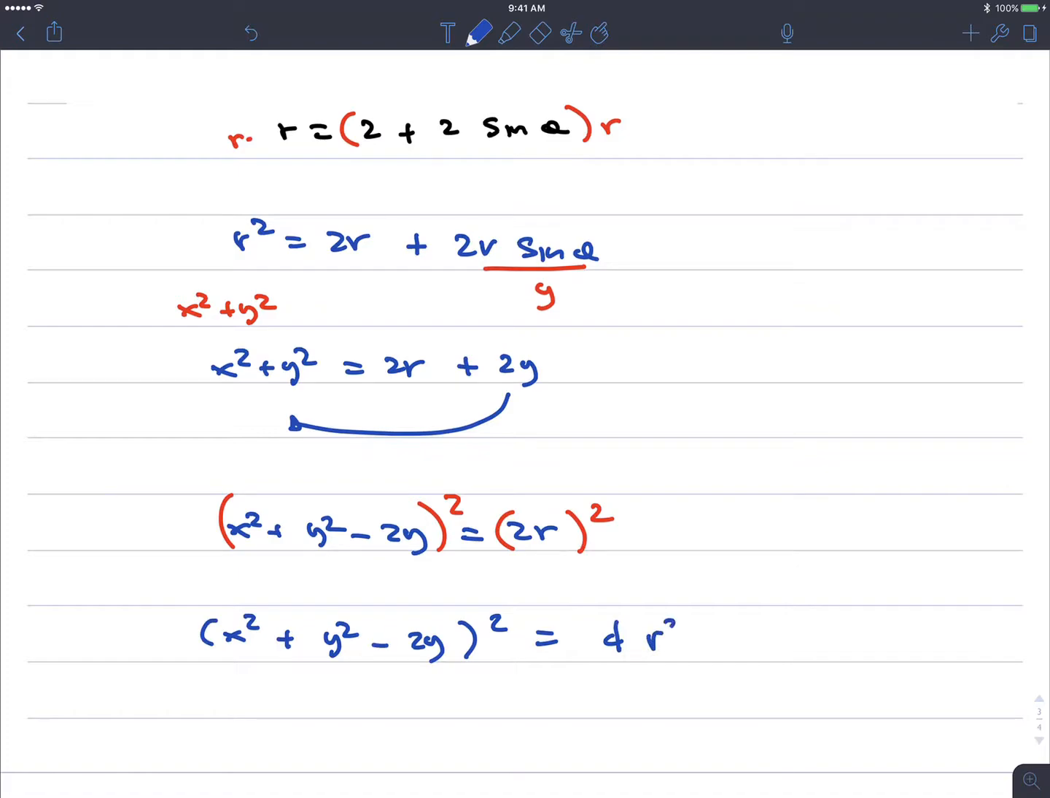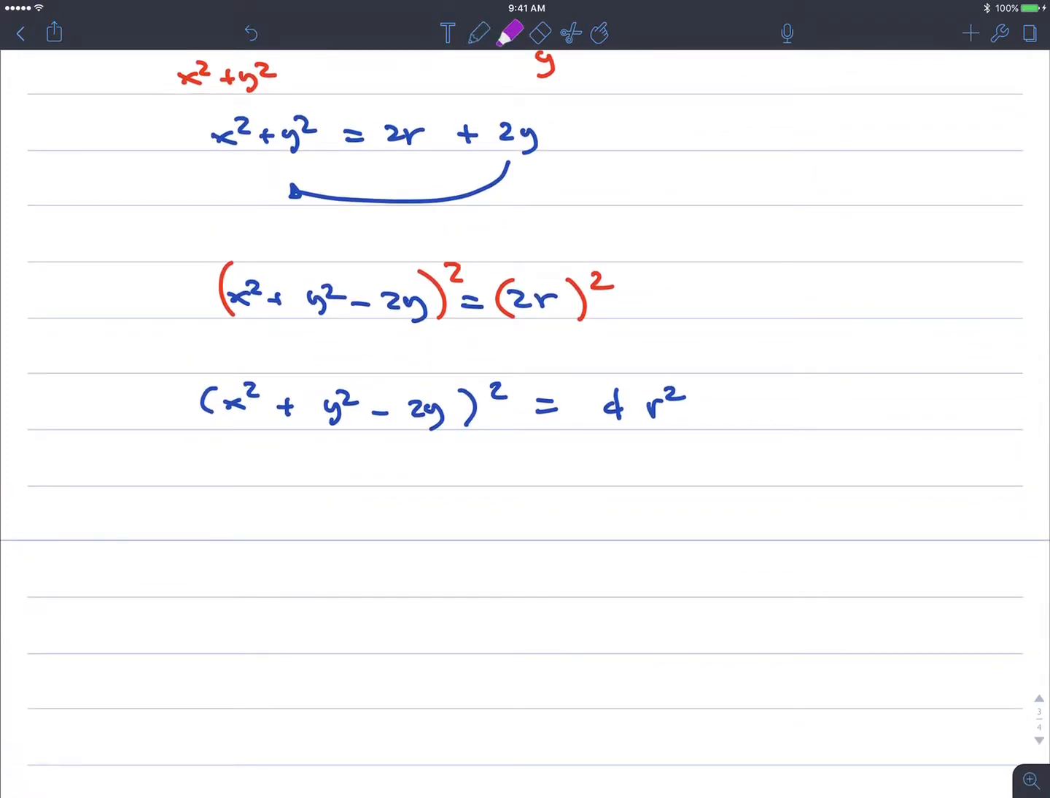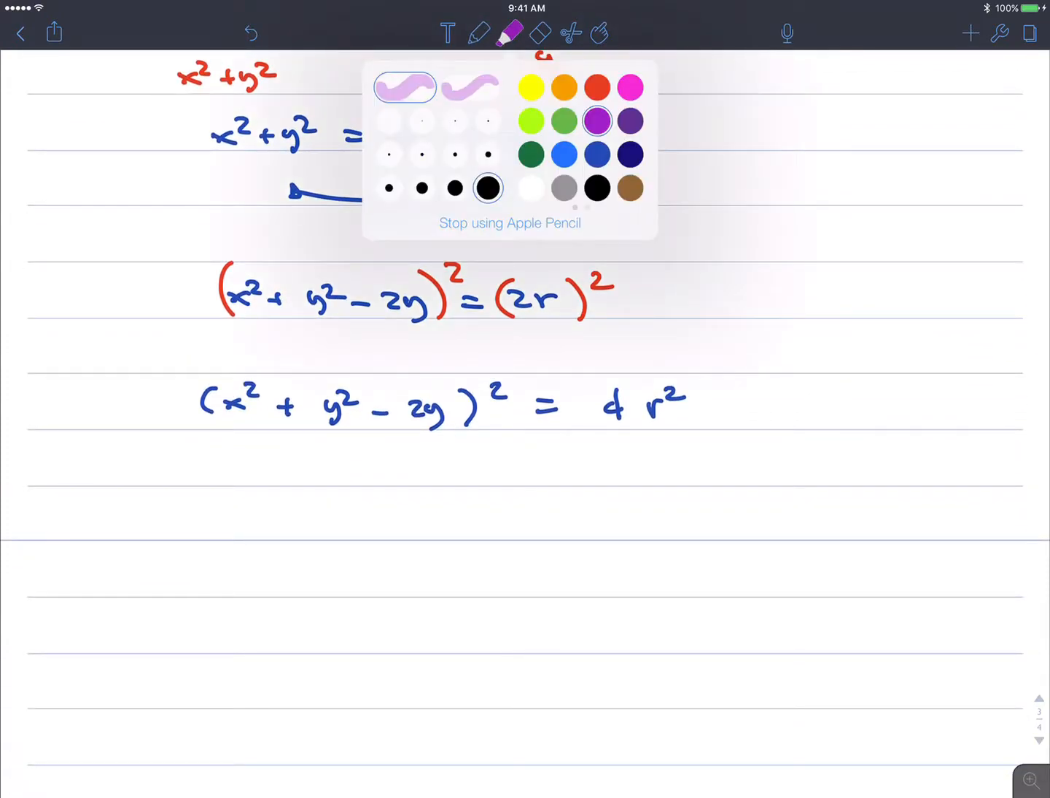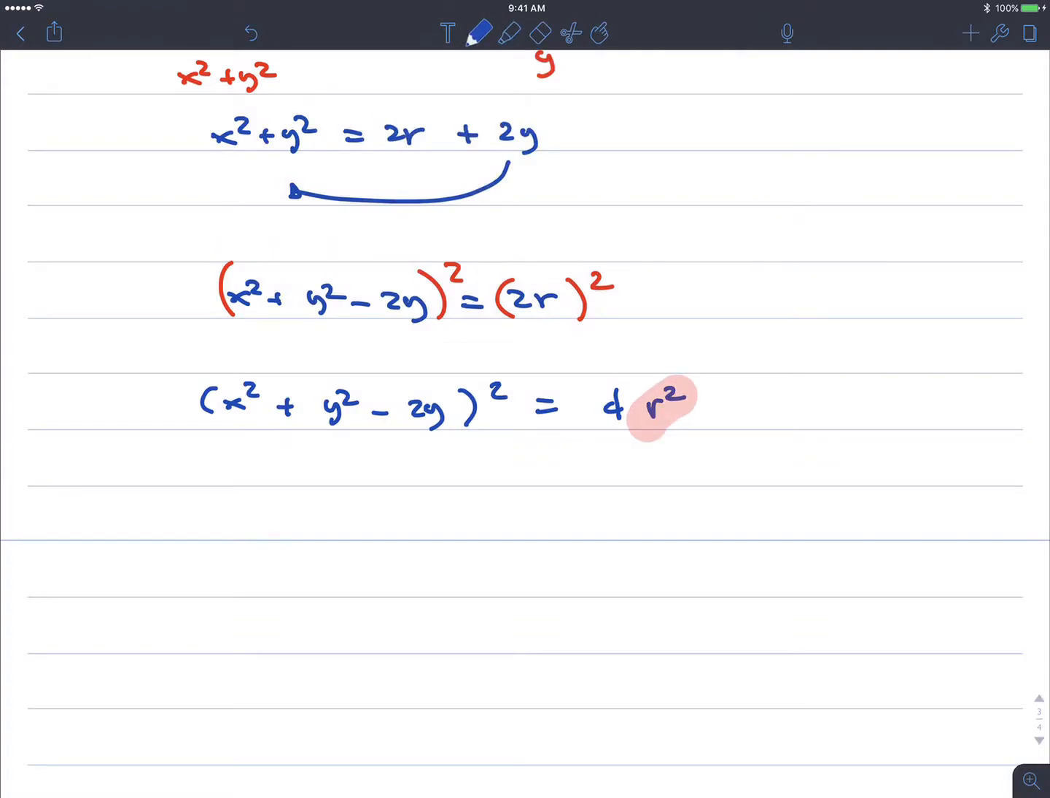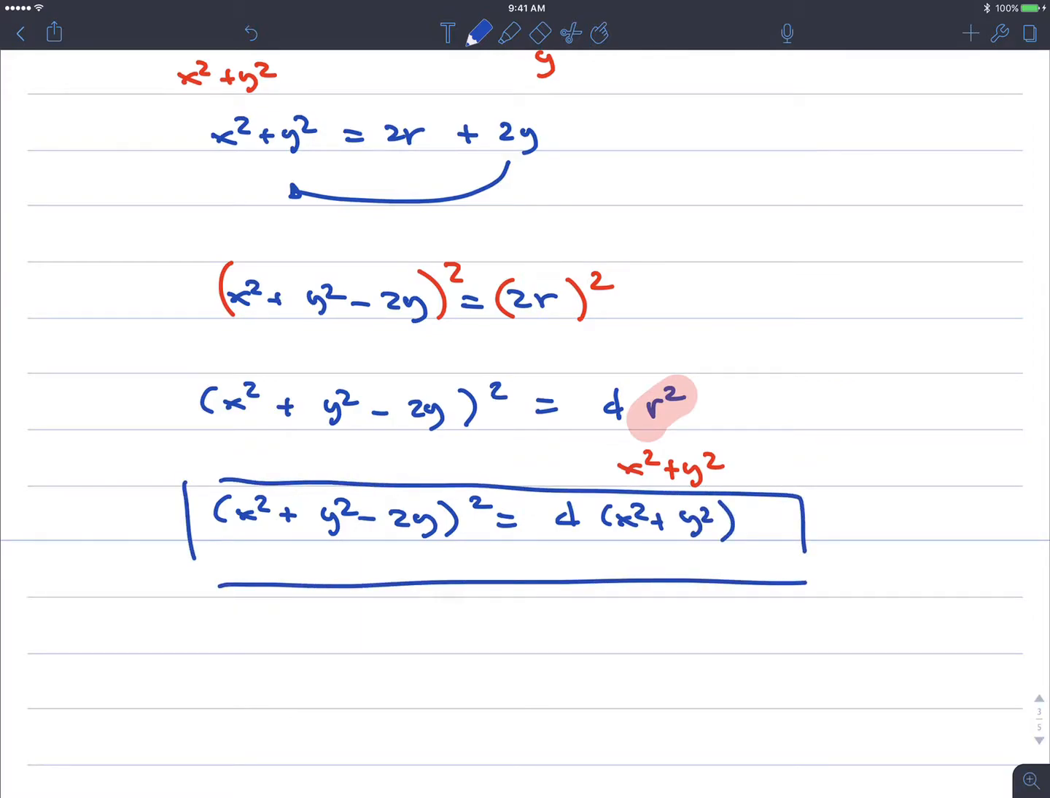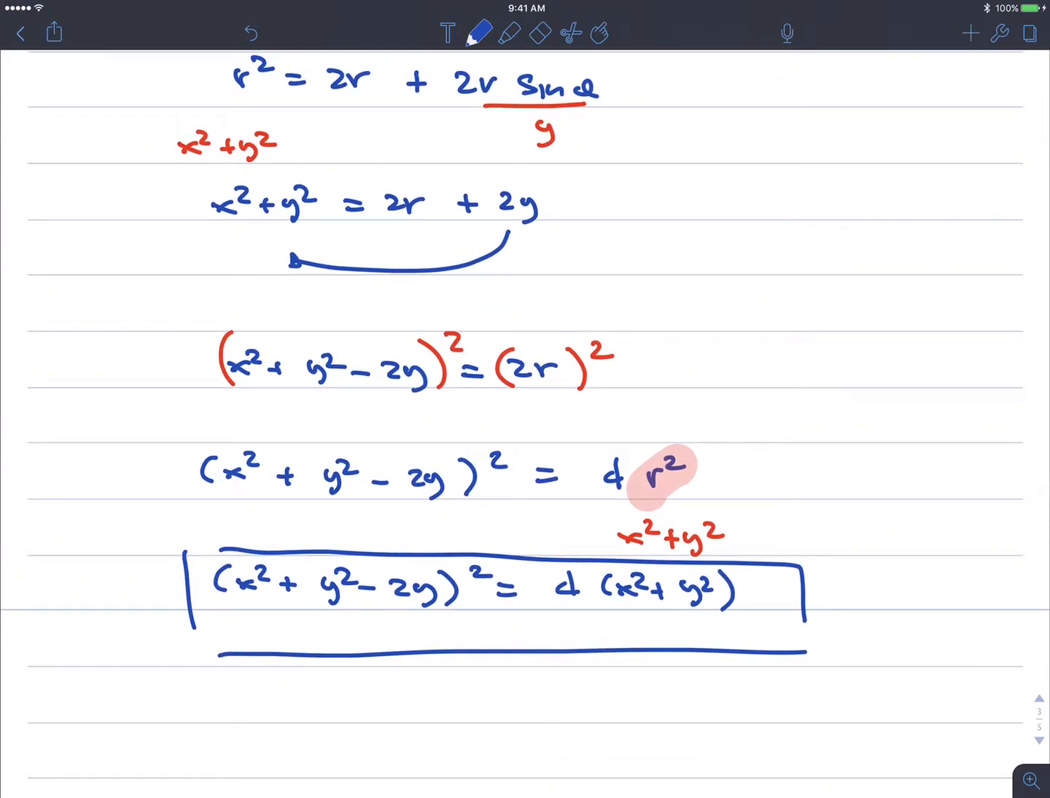The right, you get 4r squared. Now again, with this r squared, what do you replace that with? You replace this with x squared plus what? Y squared. So you're going to end up now with this representation: x squared plus y squared minus 2y squared will be 4x squared plus y squared. Now you could leave this alone and say to you, this is the Cartesian coordinate representation.